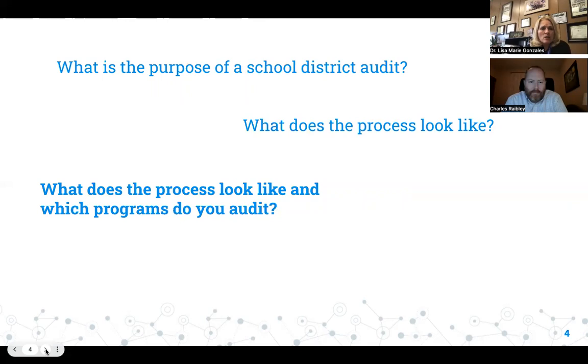Absolutely. So just out of curiosity, what programs do you audit and what types of things do you ask different people in our district about documentation that you then come in and take a look at?